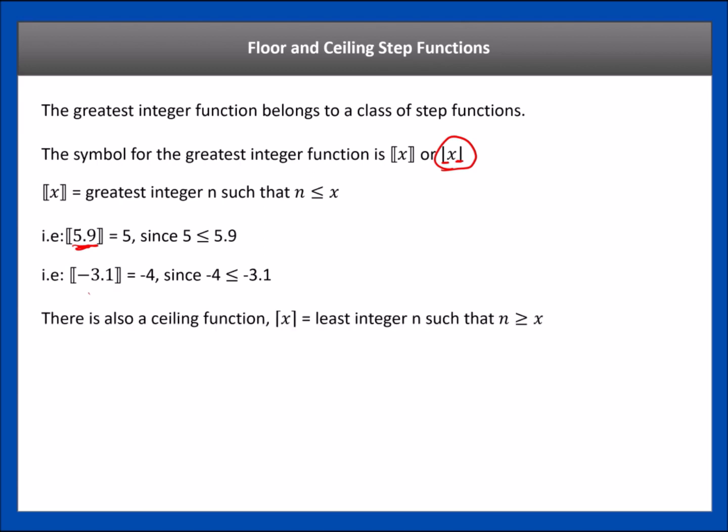All right. So there's also the other side to it, which is the ceiling function, which has this line on the upper part, like the ceiling, right? So it's easy to remember. This is the smallest integer that is greater than x. For example, the ceiling function at 5.9 is equal to 6, and 6 is the smallest integer that is greater than 5.9 or equal to it. Similarly, the ceiling function at negative 3.1 is negative 3, since negative 3 is the smallest integer that is greater than negative 3.1 or equal to it.